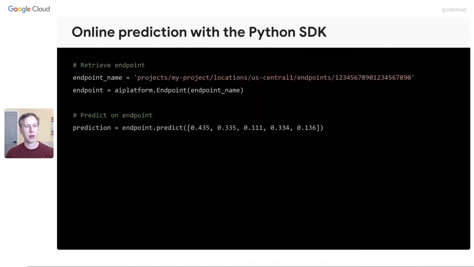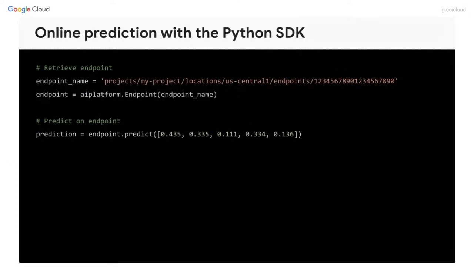So let's look at that in the SDK. We can retrieve an endpoint in the same way that we did with models. We specify that resource string, and we call AI platform.endpoint, and we'll have that endpoint. To predict, you simply say endpoint.predict, and here's where we pass in the inputs to our model. So if we're trying to figure out which type of bean it is, we might pass in these different measurements on the bean, and then we're going to get back the answer.